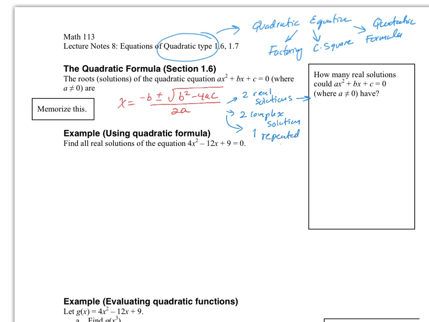Okay, and this is what I mean by two real, two complex, or one repeated solution. Remember, the solution is where the parabola crosses the x-axis. So here you can see that it crosses it at 2 points. So this will be two real solutions.